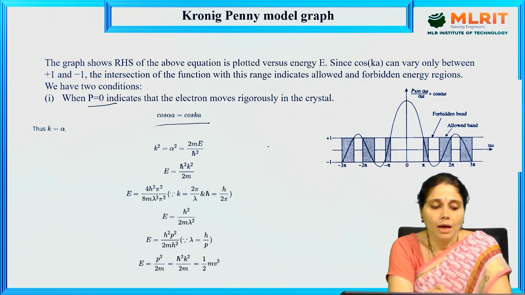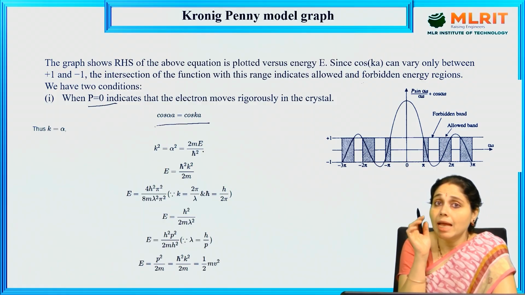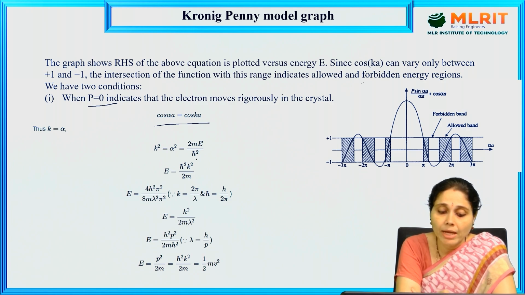Okay, so K equals alpha, K square equals alpha square, and we know that K square equals 2mE by h cut square. So E equals h cut square k square by 2m. Now K equals 2 pi by lambda and h cut equals h by 2 pi. If we apply these two, we get E equals 4 h square pi square by 8m lambda square pi square, so E equals h square by 2m lambda square.